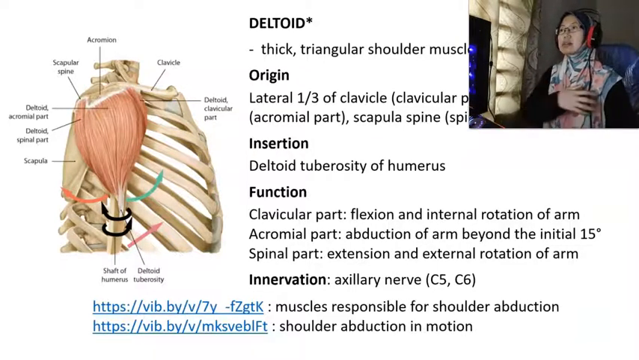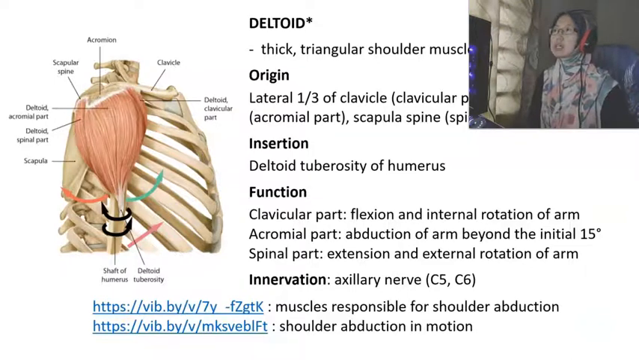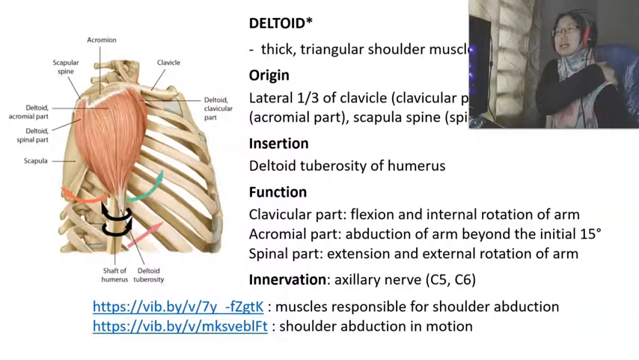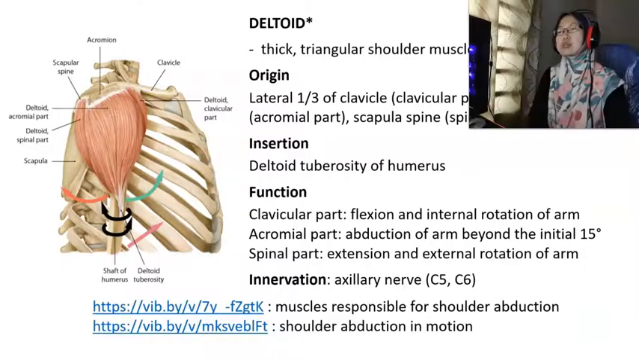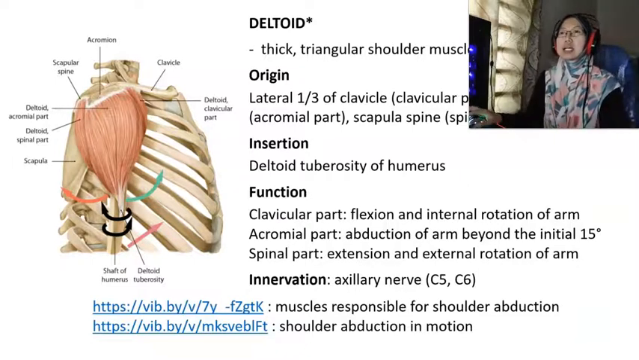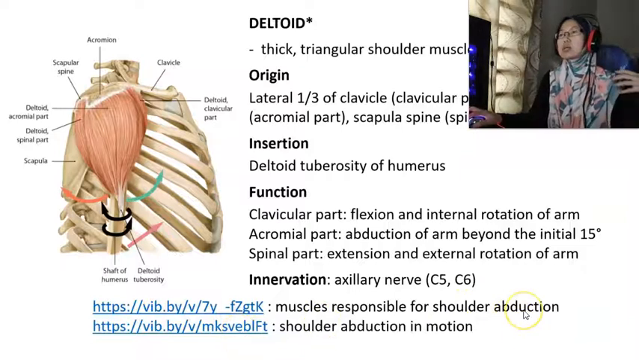The axillary nerve we saw earlier at the quadrangular space. So this area. So easy to remember: the axillary nerve innervates the deltoid muscle. And you can watch this video to see how the muscles work.